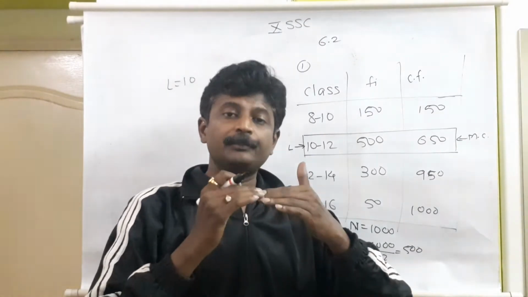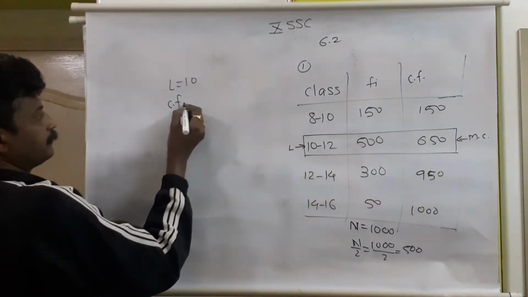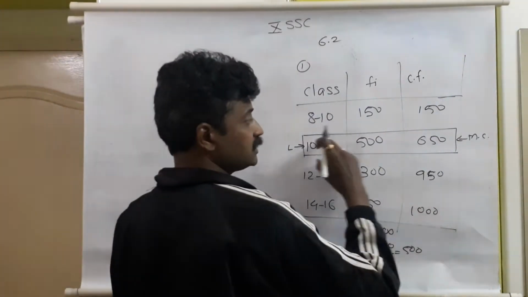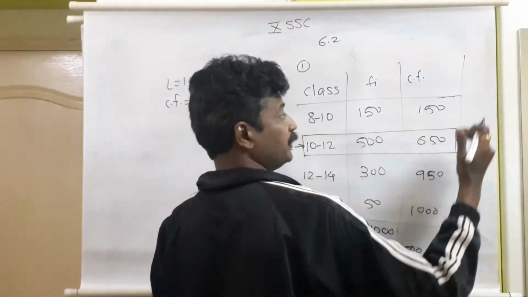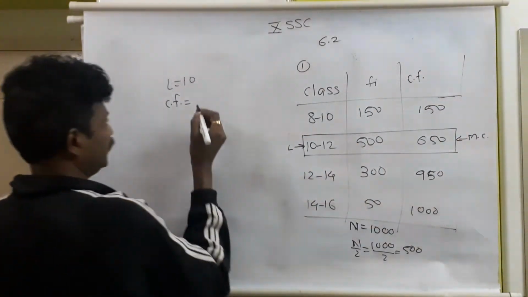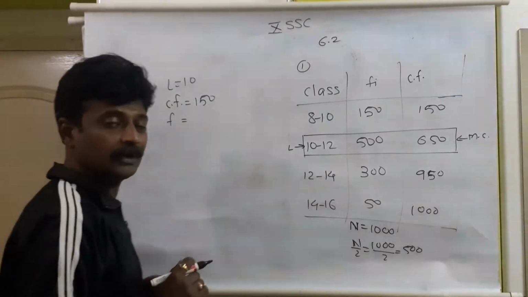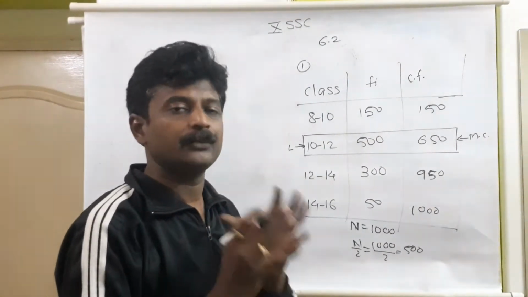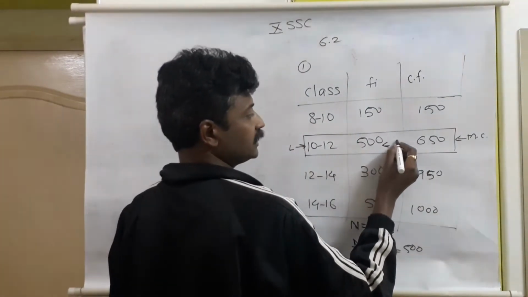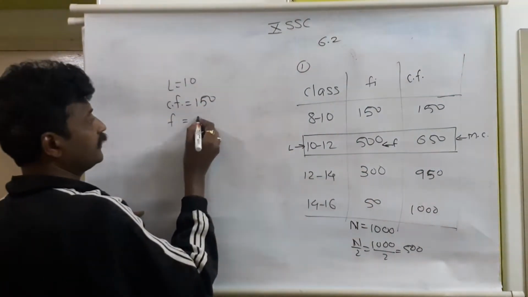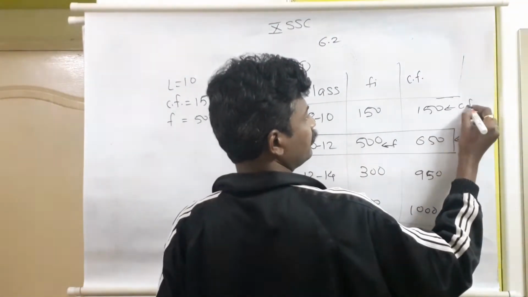The cumulative frequency of the previous class of the median class is the value of CF. The median class is this. The previous class cumulative frequency is 150. F, in the formula, is the frequency of the median class. This is the median class, and its frequency is 500. So the value of F is 500, and CF value is 150.